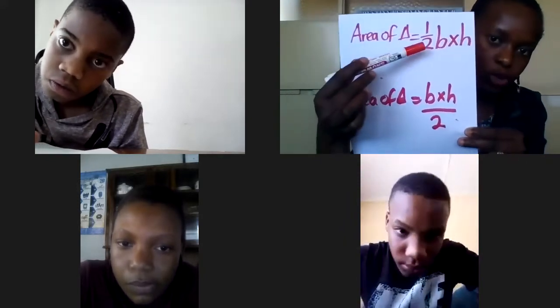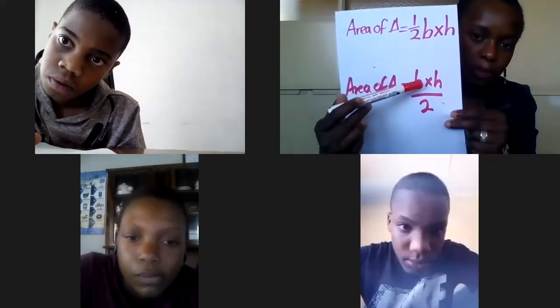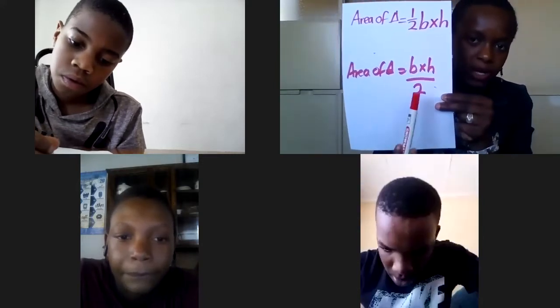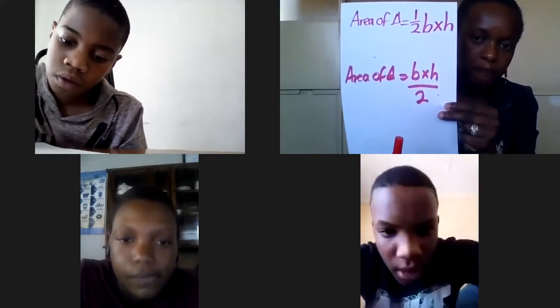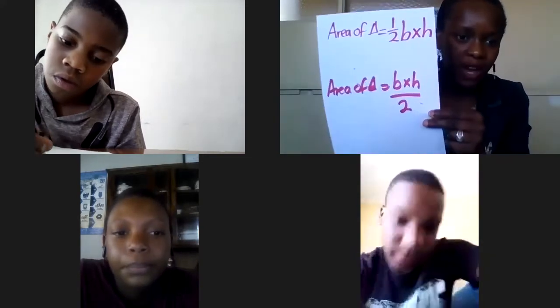Area of a triangle is equal to half base times height, or area of a triangle is equal to the base times height over 2. Okay, this one is much easier because if you have been given the base and the height, you just multiply them and then you divide them by 2.